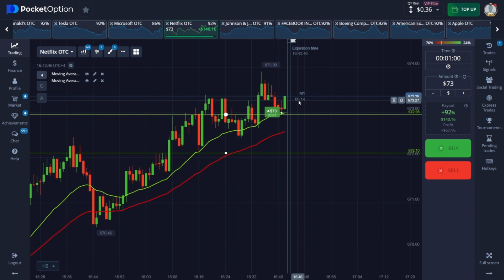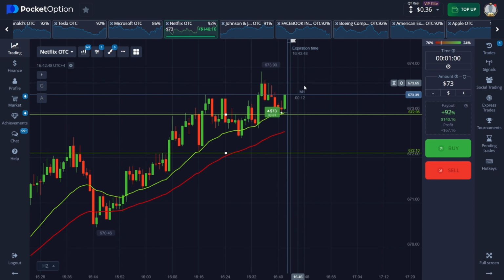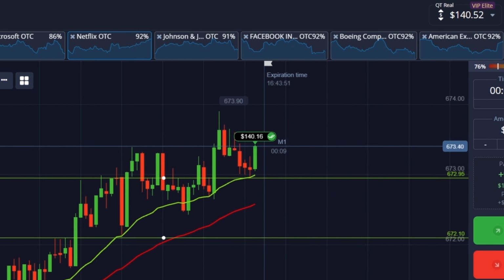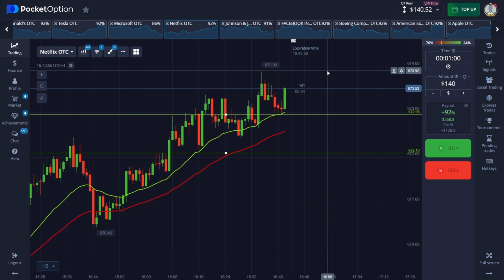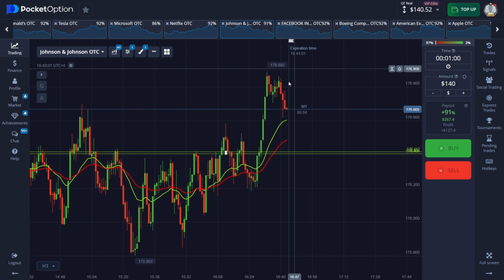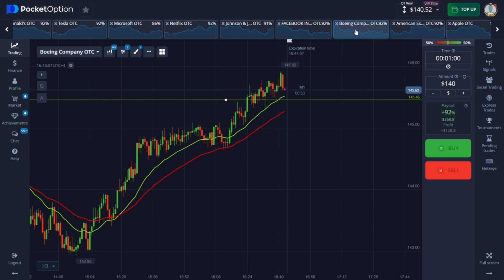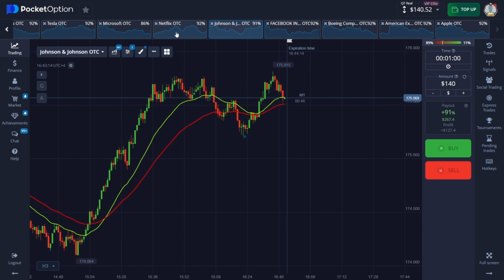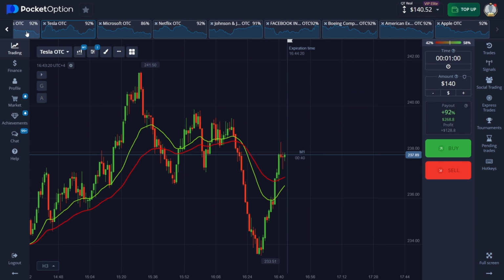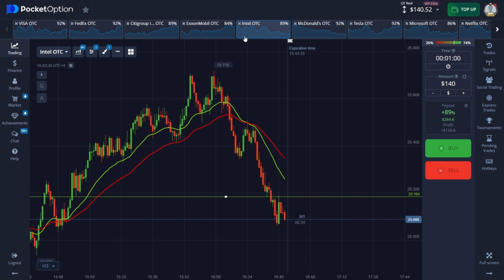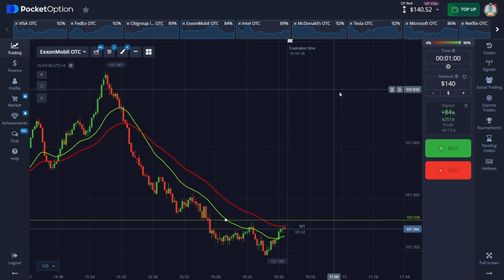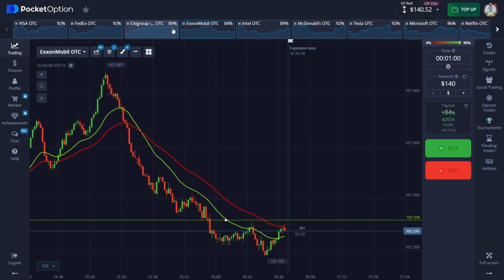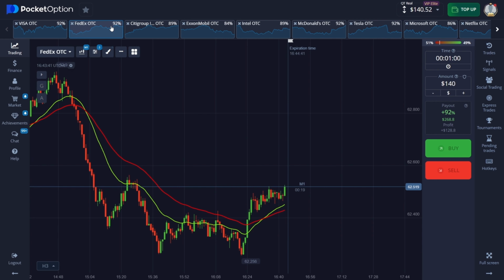Only a few seconds left now, and the trade is still going in our favor. Yes, we won another trade. Now my balance turns into $140. Let's find another trade for $140. Okay, here we have a trade on ExxonMobil OTC for the downside move, but I am waiting for a good entry. If this candle provides an entry, then I will place a trade, but the candle has already gone down, so we will avoid it.